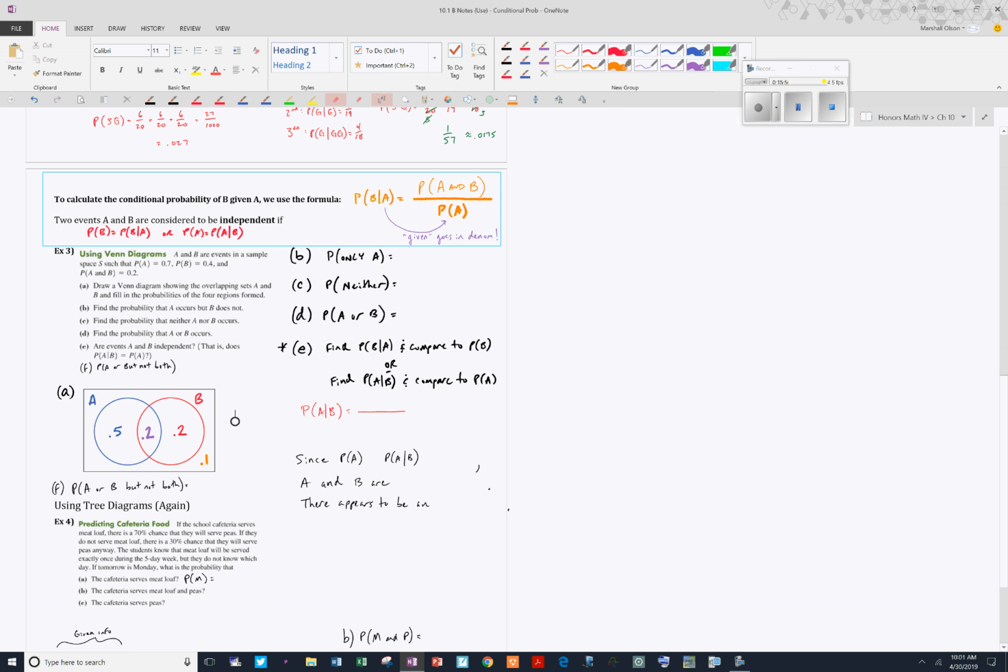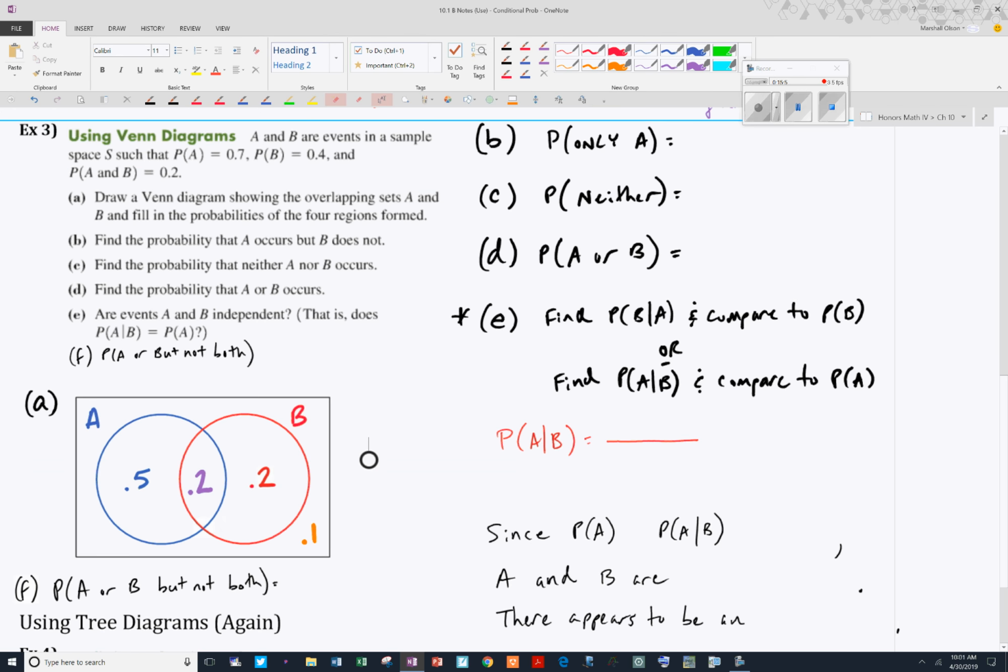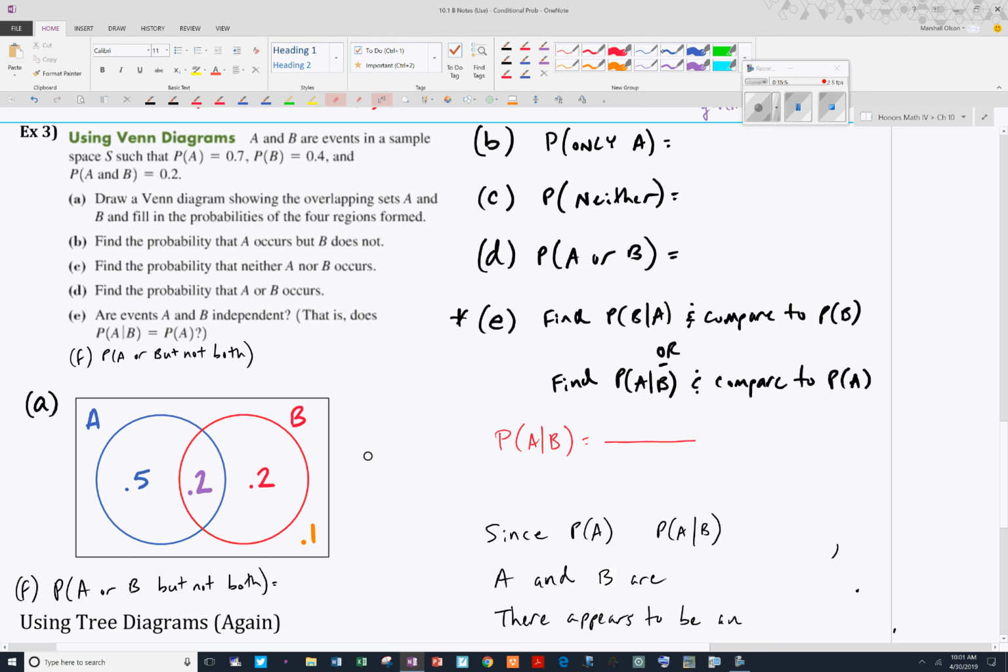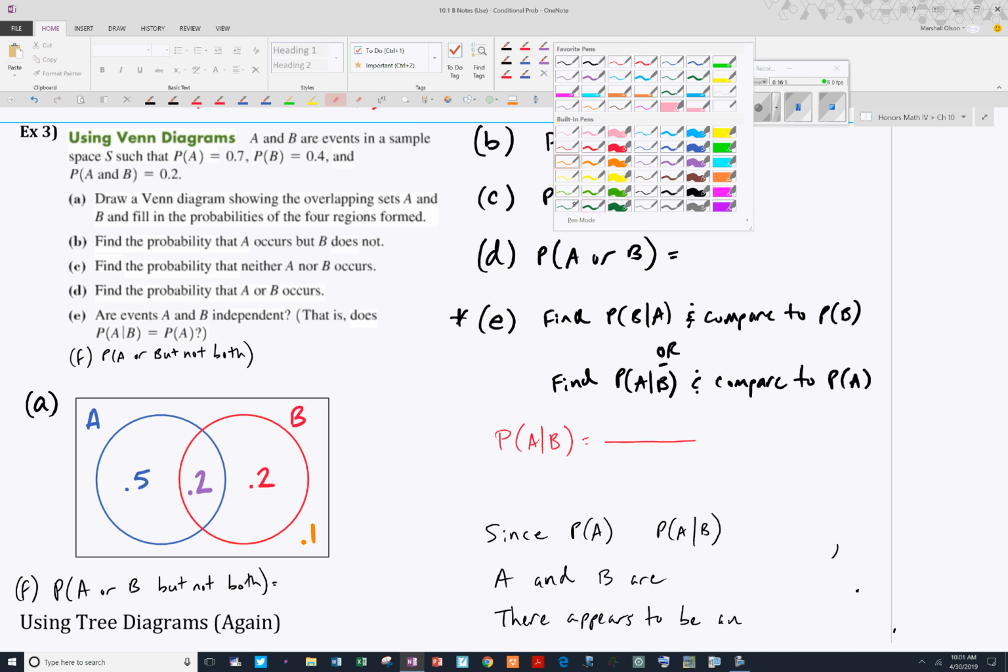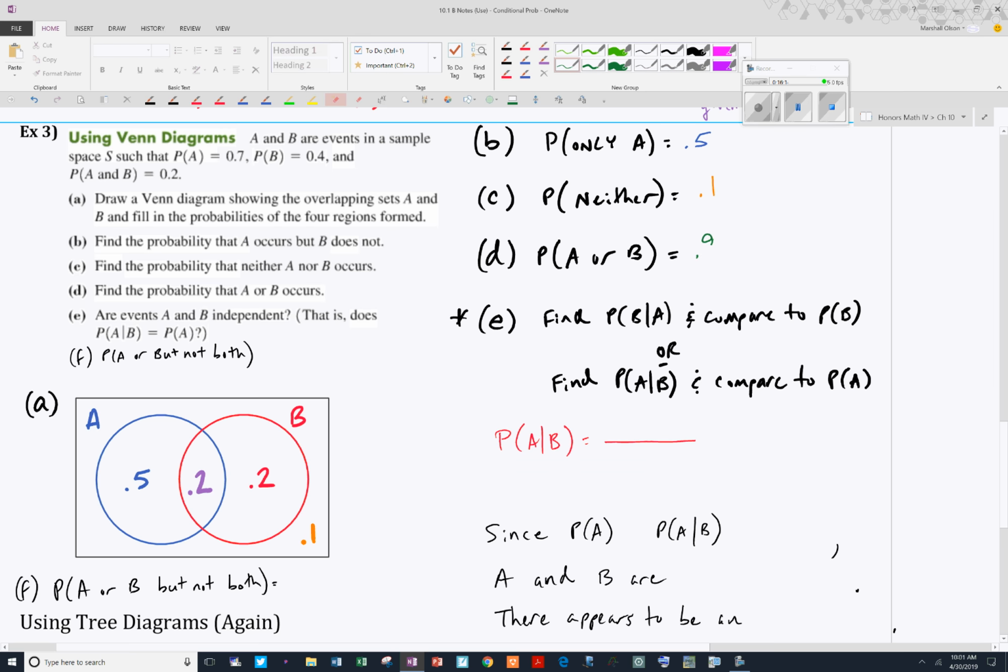Let me zoom out here a little bit and put some of these answers up here then. So the probability of only A, what is that? 0.5. The probability of neither, that's that 0.1 that we have. And again, you just put these right next to the problems. The probability of A or B, that was the 0.9 that we got from adding those three values across.